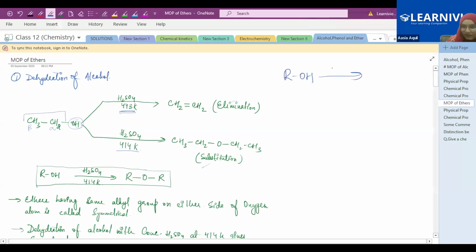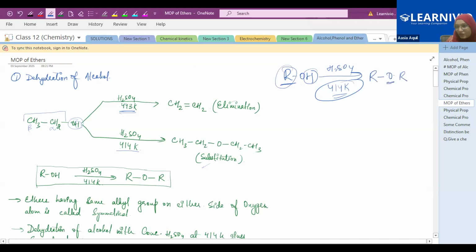Okay, and you are just adding H2SO4 at 414 Kelvin. If the temperature is this, the substitution reaction will happen. So hydrogen will be replaced by this group. Suppose this is the R group, it can be any R group, so you have to attach this R group on the right side of this oxygen also. So you will get ROR. So this is your ether.